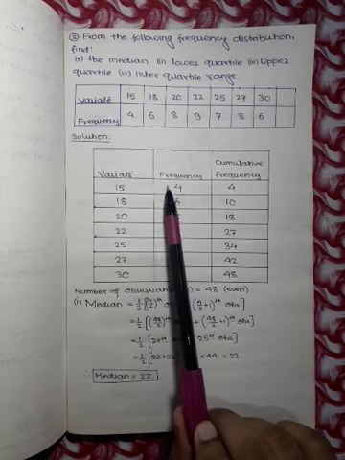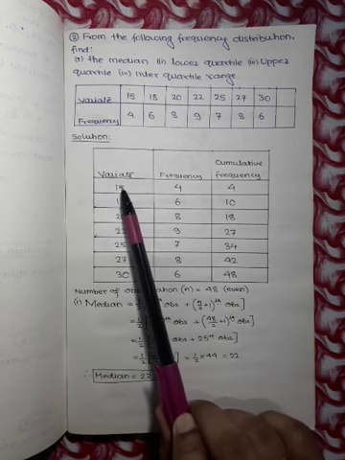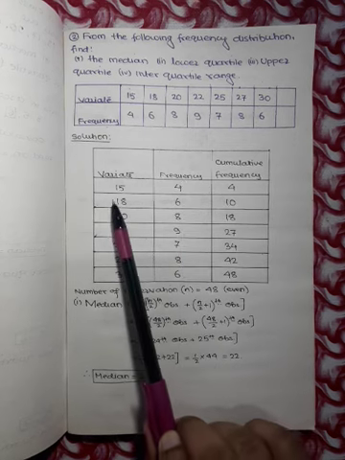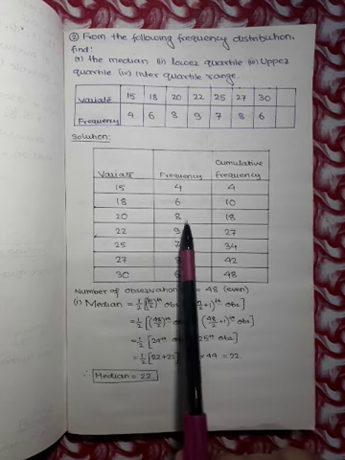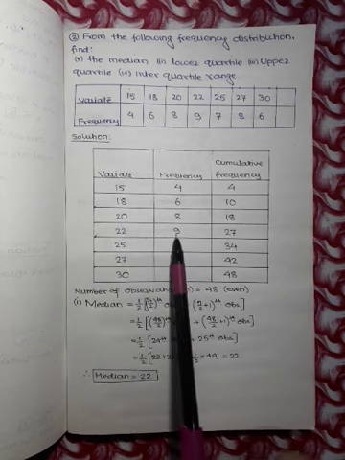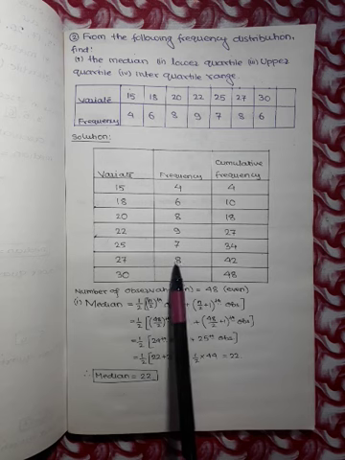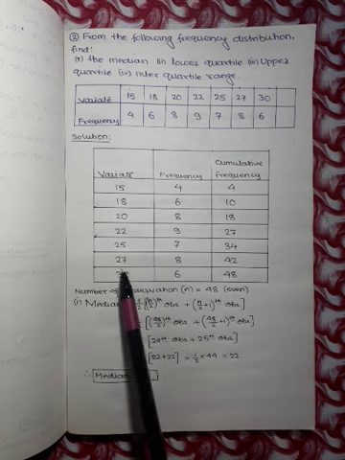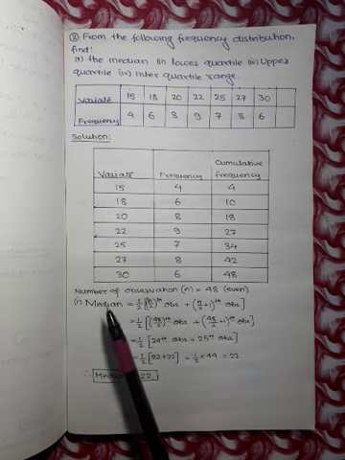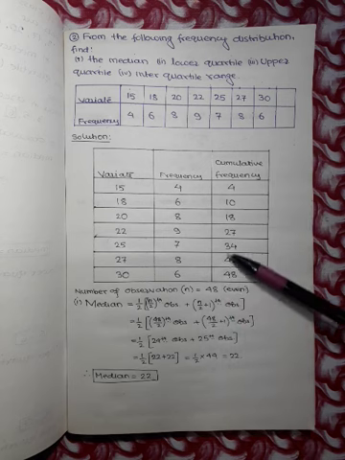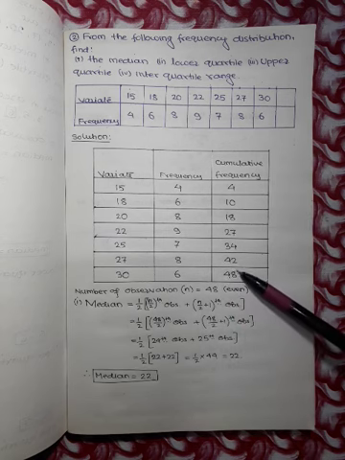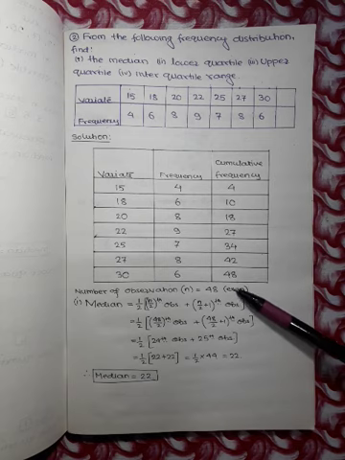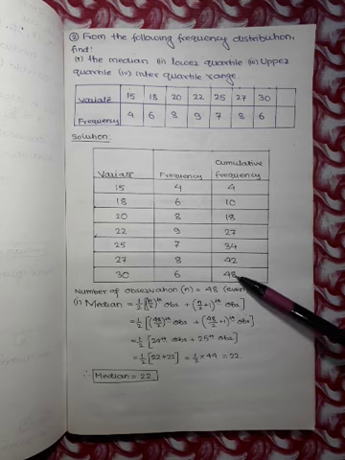So from here we can see there are 4 15s, 6 18s, 8 20s, 9 22s, 7 25s, 8 27s and 6 30s. So these are the variates. Now you can see here in the cumulative frequency, the total frequency is how much? It is 48. So if you add all of these, you will get 48. So 48 is an even number.